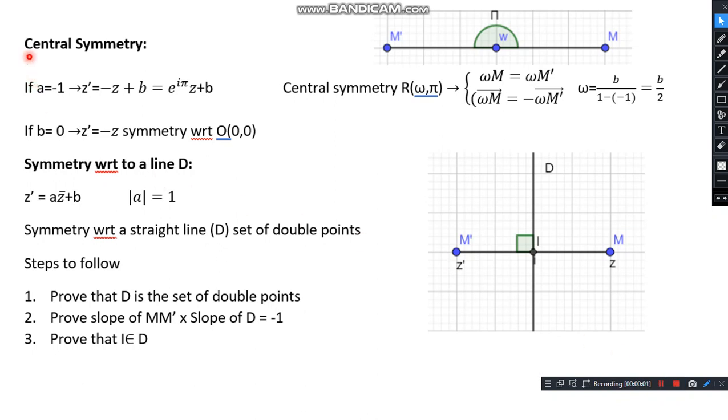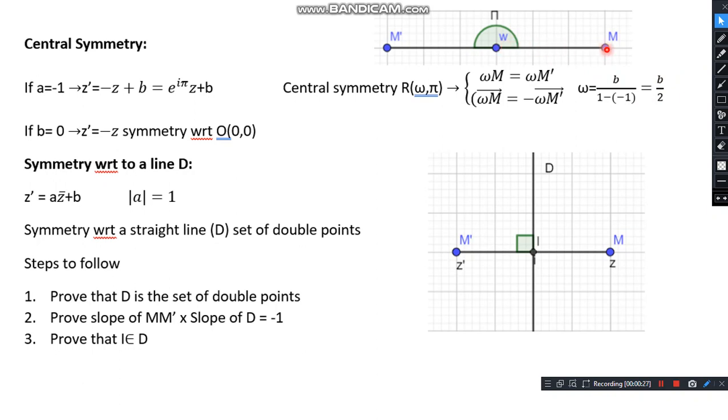Now, what about central symmetry? If a is minus 1, that is z prime equals minus z plus b, we can write it as e^(i pi) z plus b. This is a rotation, but a rotation of angle pi. So M will be M prime. Here we say it's a central symmetry, and the center Ω will be b over 1 minus a, minus 1, so it will be b over 2.